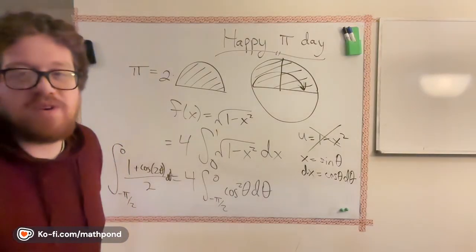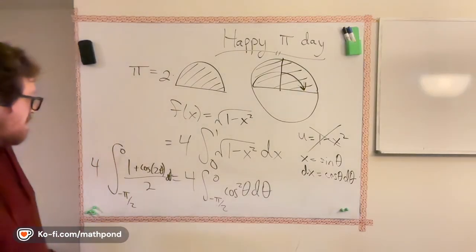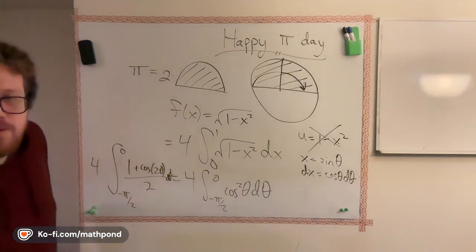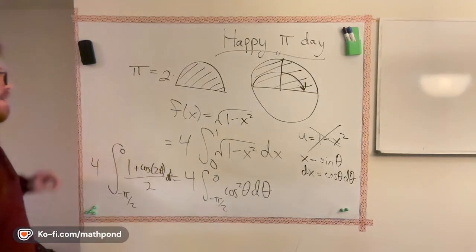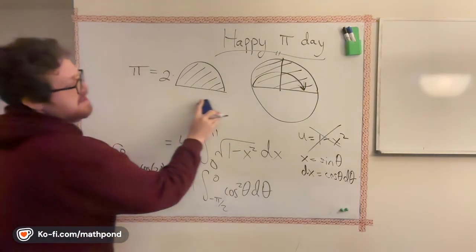I'm doing the most work to get... Yeah, that's what I had, right? Yeah, we're good. 1 plus cosine of 2 theta over 2. Thank you. Yeah, okay. And then we're doing the most work possible to calculate pi here.